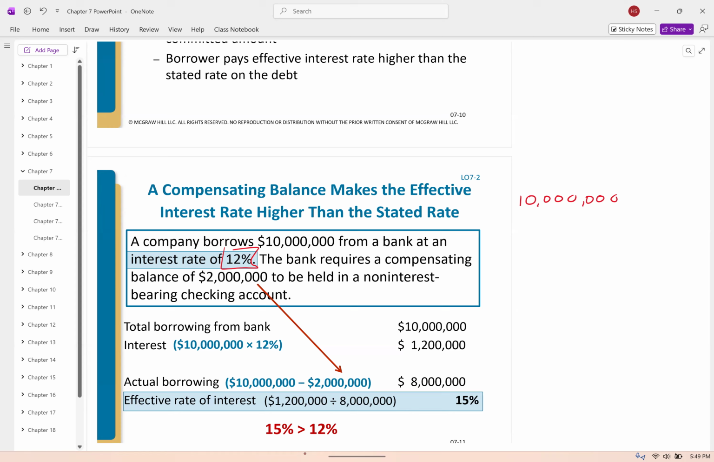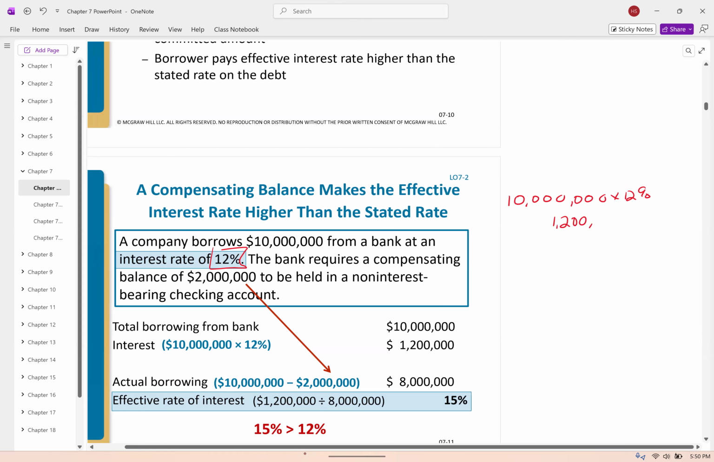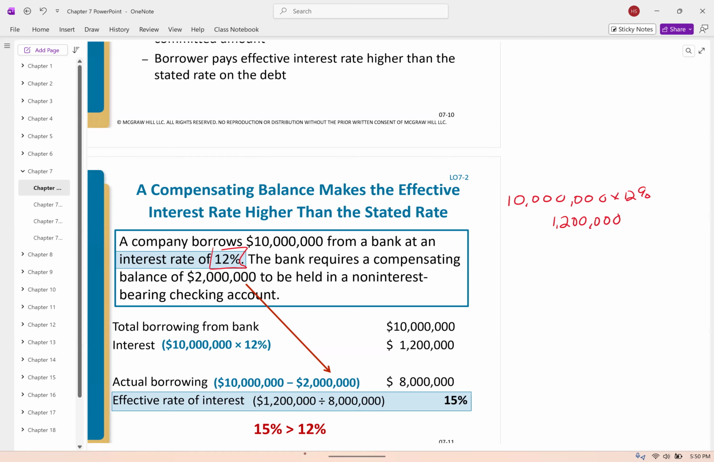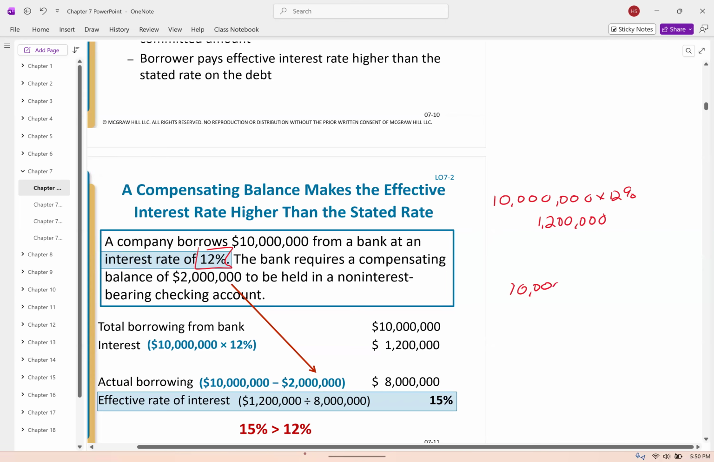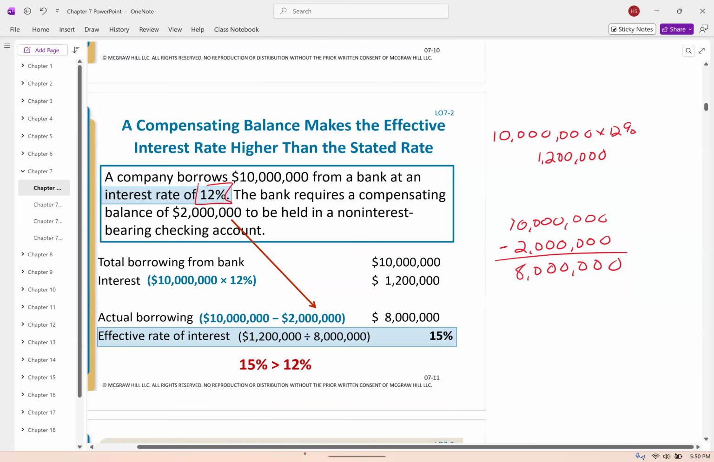Okay. So we're really only netting a loan of 8 million, but they're going to charge us interest on 10 million. Okay. So for the year, if we multiply that 12% times the 10 million, we will have interest of 1,200,000. And now we really did not get $10 million, even though we're paying interest on $10 million. We only got, because we've got to keep 2 million in the account, and so we're going to subtract the 2 million out of there to get 8 million. Okay. So that's really what our loan is.